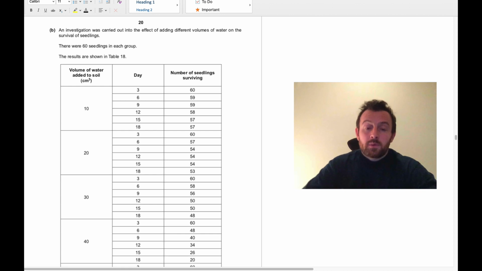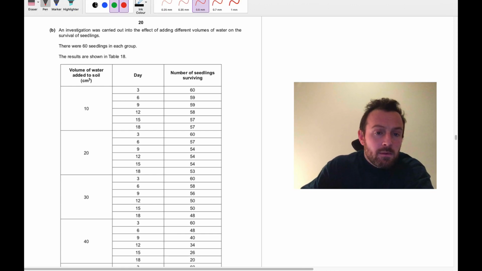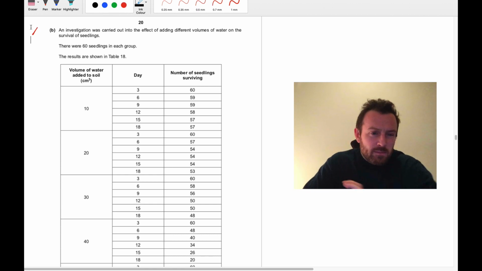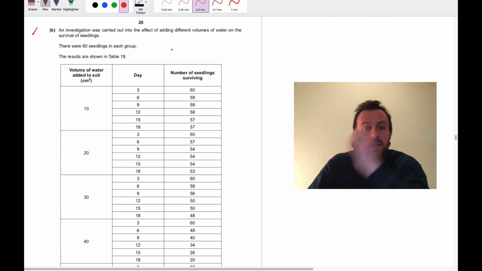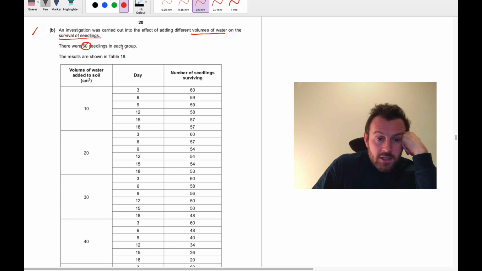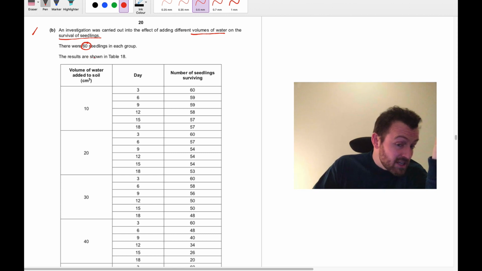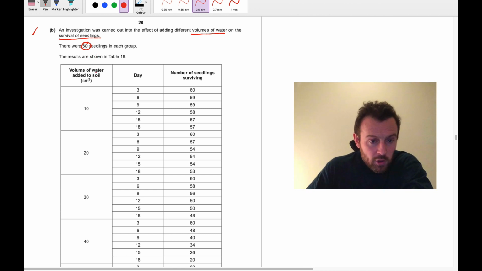Okay. So when faced with a question like this, we've got a bit of data about an experiment. First thing is to try and get an idea about what's going on. So the investigation was carried out into the effect of adding different volumes of water onto the survival of seedlings. 60 seedlings in each group. And the results were shown in Table 8. So if the conditions are good, you'd expect potentially all the seedlings to survive. So volume of water added to the soil, and it goes up to day 18.